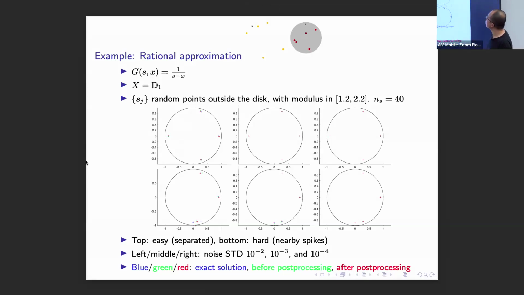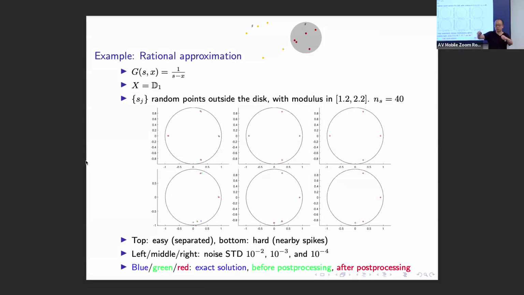So the rational approximation. This is the first example. X is the unit disk, and the spikes are inside, denoted by red, and the sampling locations are outside, which are yellow. So the kernel is 1 over x minus z. In this example, I have 4 spikes in the domain, and the sampling locations are actually outside the disk, with modulus between 1.2 and 2.2.